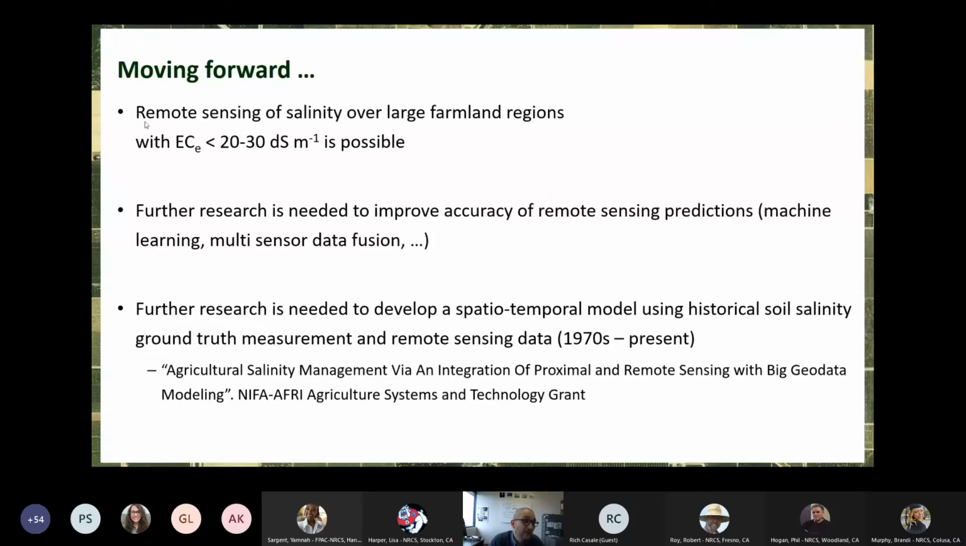Moving forward, what we saw is that we can do reliable and accurate remote sensing of soil salinity at agronomically relevant levels of soil salinity. We need further research to improve these predictions, and we are working on more sophisticated methods with data science, AI and machine learning. We are also collecting all the historical data collected in California, Arizona, and other neighboring states from the 70s to present, to take advantage of the full availability of remote sensing data from NASA in order to create a spatial temporal model that can tell us how salinity changed through time for the US Southwest. That's what I'm doing with my current grant funded by NIFA AFRI.